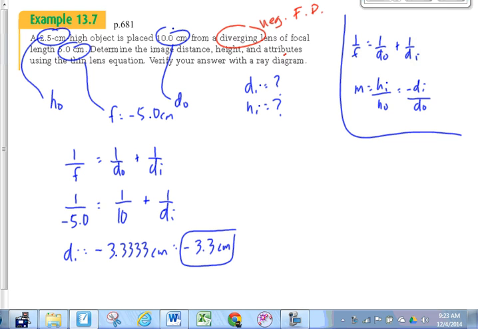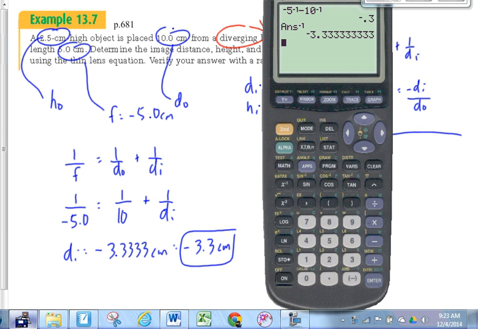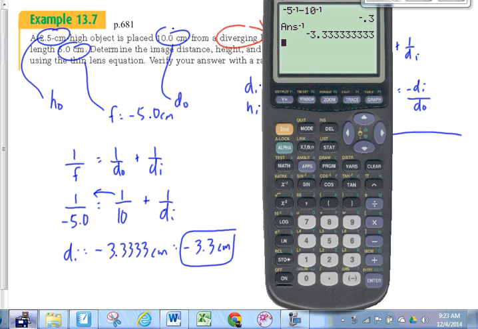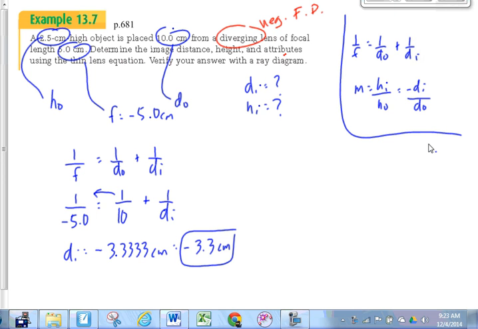Does that make sense? See what I've done there? Take a look at the keystrokes there. Negative 5, x to the minus 1. That means 1 over negative 5. Then I subtracted 1 over 10, or 10 x to the minus 1. Right? This has to go over by subtracting. That gave me negative 0.3, which was 1 over di. Then I had to flip that over to get di, so I went x to the minus 1, negative 3.3 centimeters. So now I need hi.